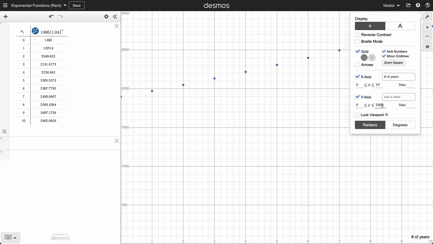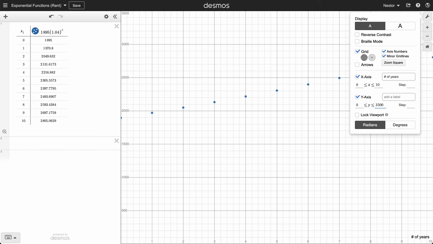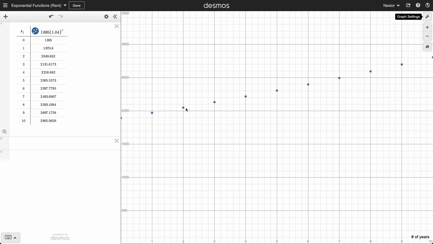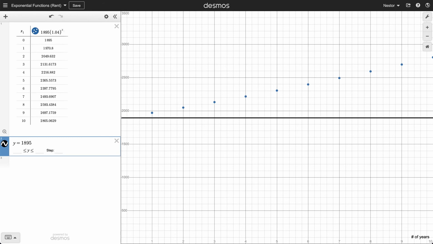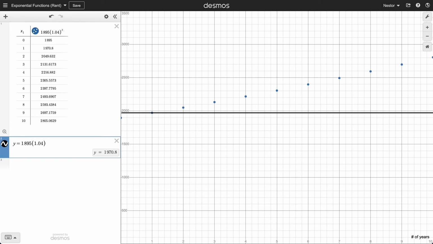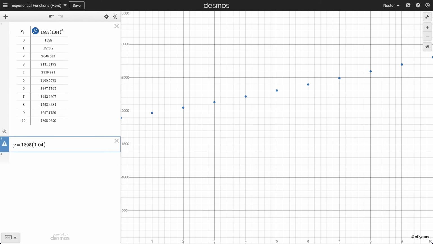If you want to see even further up, we could technically bump that up to 3,500 if you feel like that gives it a slightly better view, whichever of those helps. So now we can go ahead and close this off. And notice you only have points right now. If you want to see the actual line or curve that goes through those points, you want to go ahead and type that here. Y equals 1,895, 1.04, parentheses, and then again exponent, shift 6 to get that exponent, and we got to do x right here.